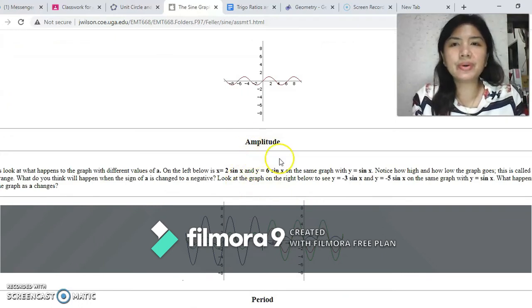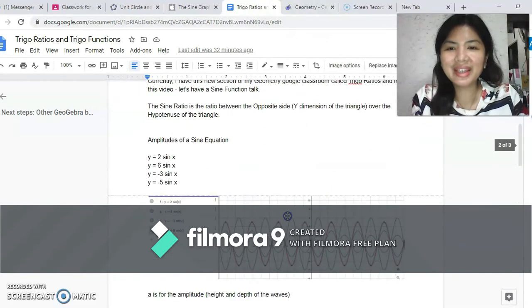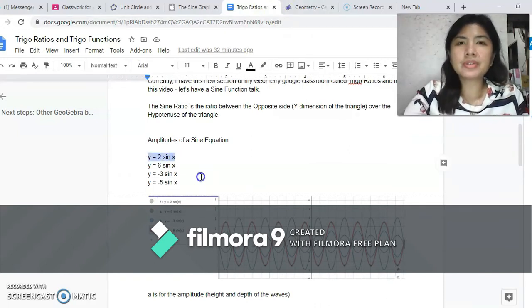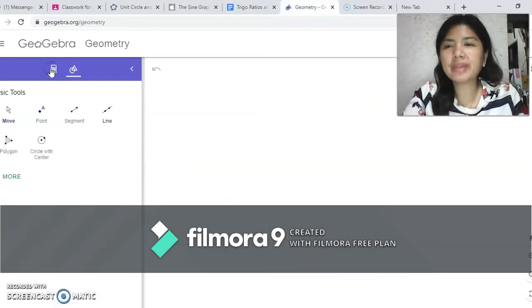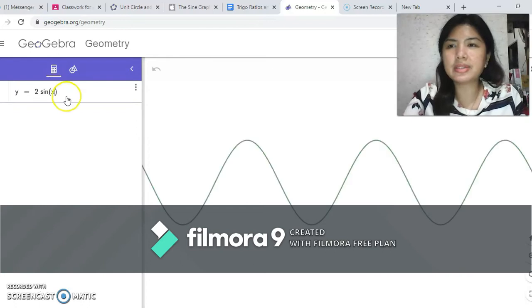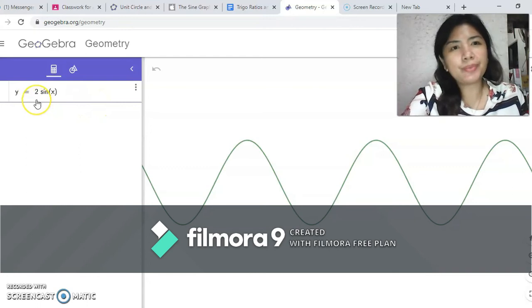J. Wilson said it will describe the amplitude. So let's show it. These are the equations that I prepared. We have here GeoGebra, and then we have the calculator here. This is the sine wave, and our A here is 2.